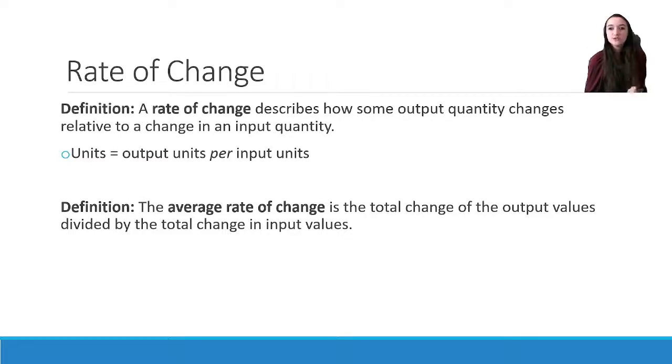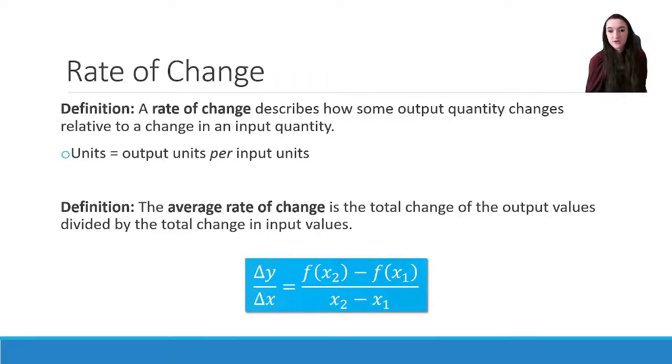And all you need to know is the time you left and the time you arrived, and the distance you traveled. That's how we would find your average. So the average rate of change is the total change of the output values divided by the total change in input values. We write that like so. And yes, this is more complicated looking than the previous slope equation, but it is exactly the same as the previous slope equation in concept.